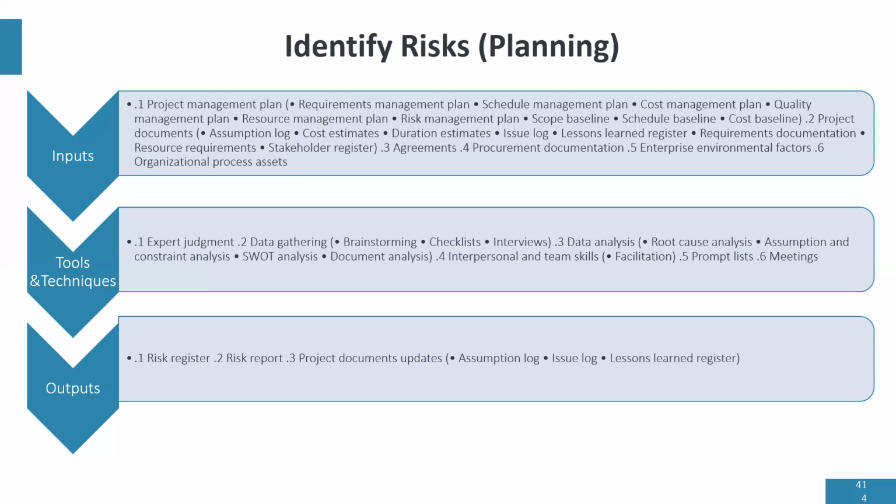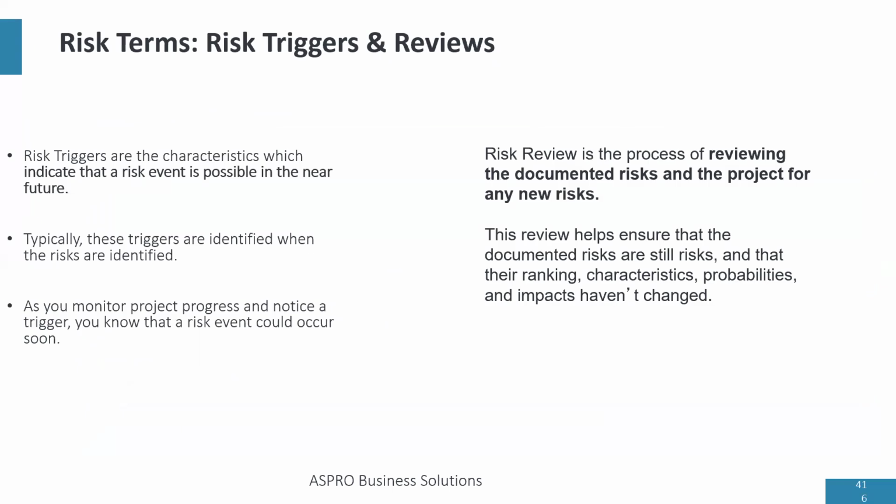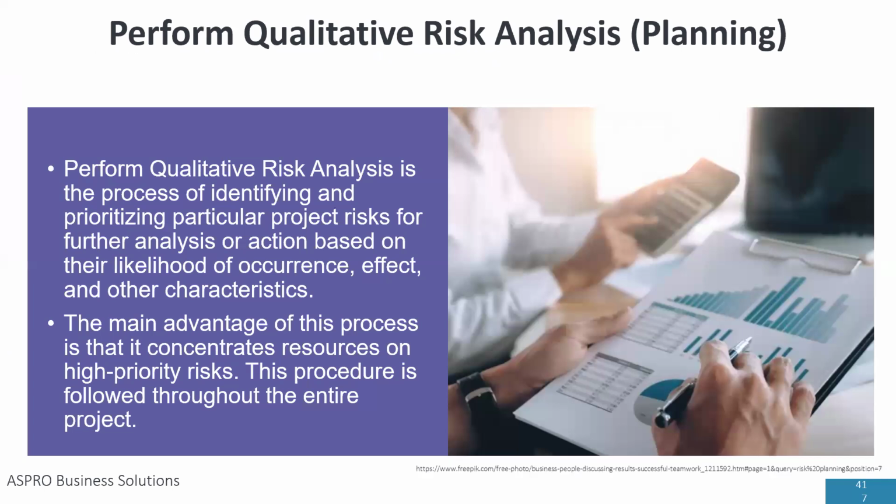And when you identify the risk, you create that risk register, which I posted on the class group, right? And you create the risk register, identify all the risk, and identify the triggers. The triggers are those things that indicate that a risk will happen soon. And move on to the next process, which is qualitative risk analysis.